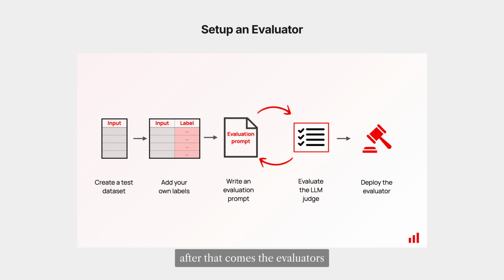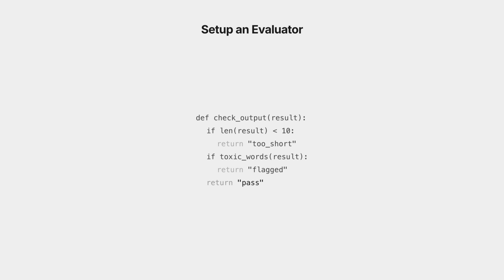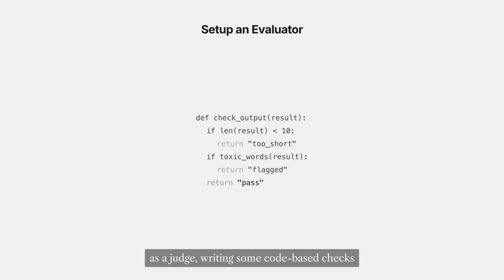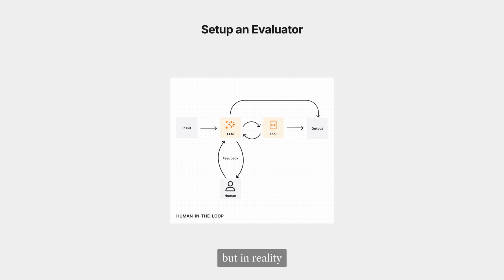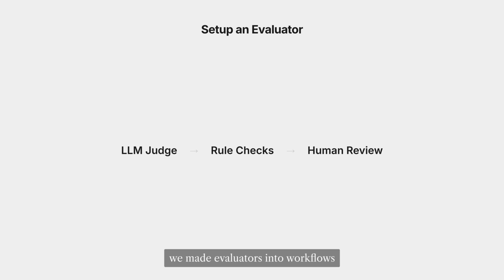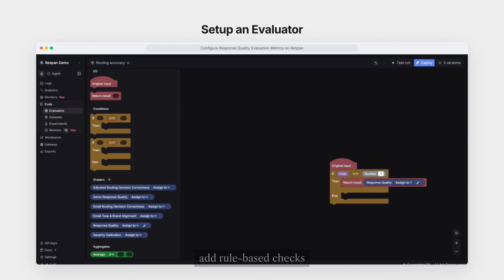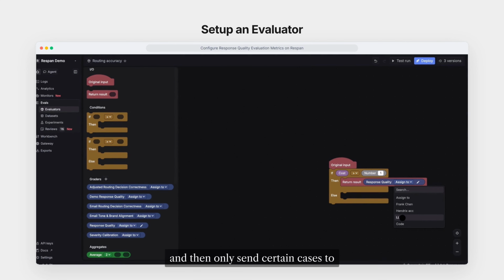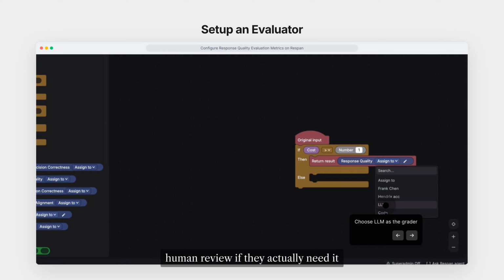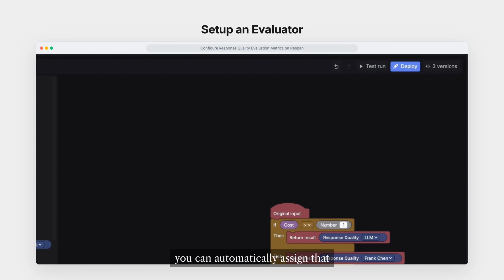After that comes the evaluators, which is where things usually get tricky. Traditionally, you kind of have to choose between using an LLM as a judge, writing some code-based checks, or doing human review. But in reality, most teams end up needing some combination of all three. So instead of forcing you into one option, we made evaluators into workflows. You can route outputs through an LLM, add rule-based checks, and then only send certain cases to human review if they actually need it.